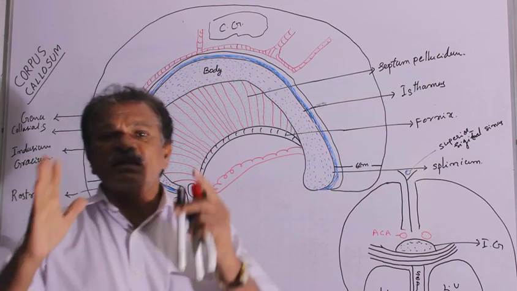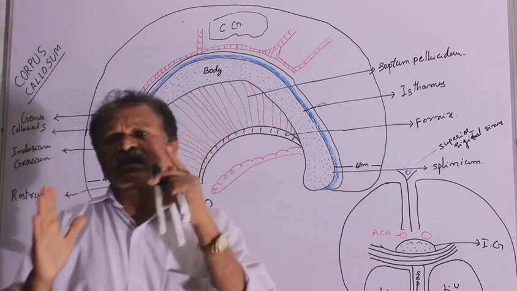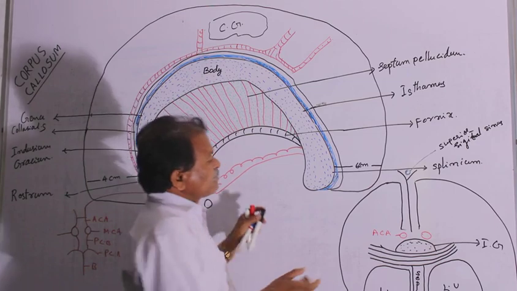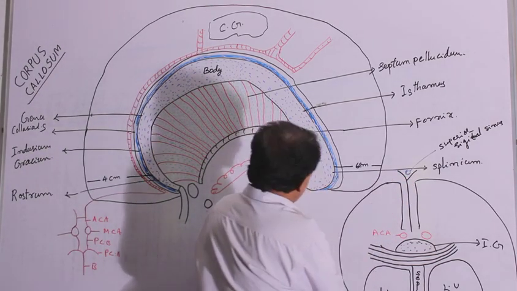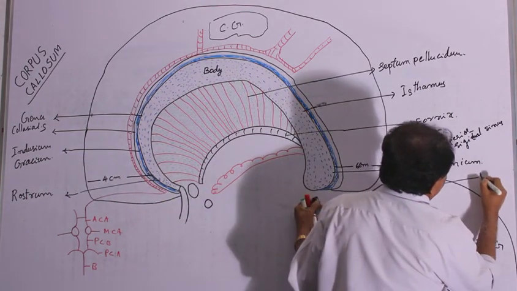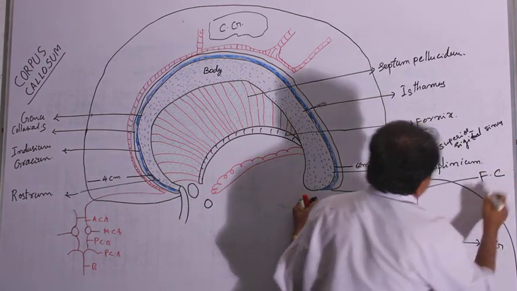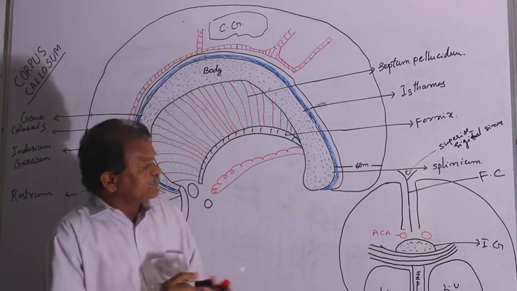The superior sagittal sulcus has a right margin and a left margin, and the right and left margins are attached by the split-end part of the falx cerebri. This is called the falx cerebri. The falx cerebri is a fold of the dura mater.